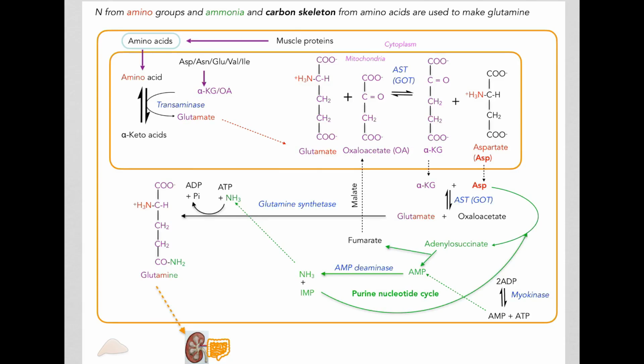Now glutamine, with its alpha amino group from the amino acids, the carbon skeleton also from the amino acids, and this amine of the amide from ammonia, will now be transported out of the skeletal muscles towards the gluconeogenesis organs, and as we shall see later, most of the glutamine is used by the kidneys as well as the small intestine.